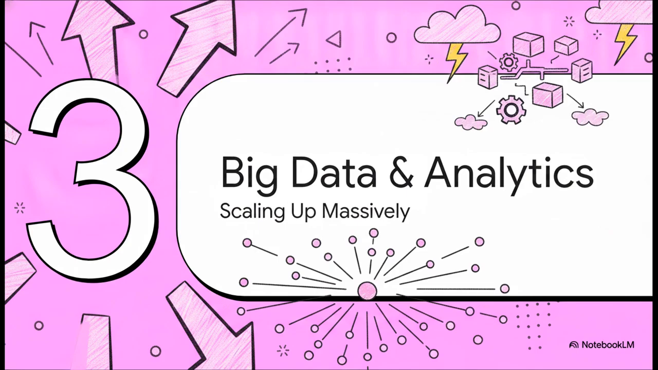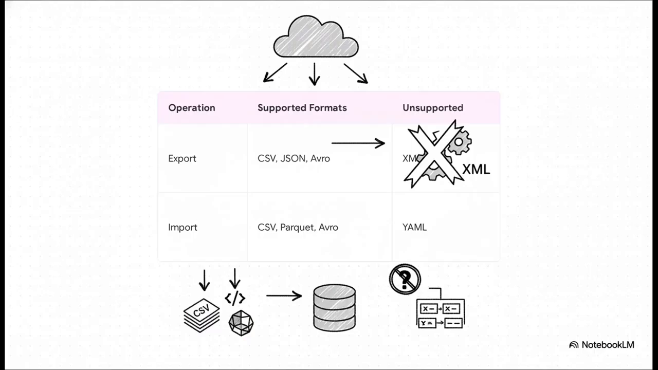Okay, time to scale things up massively with Section 3, Big Data and Analytics Tools. You'll want a mental cheat sheet for BigQuery formats. For exporting data out, you've got CSV, JSON, and Avro. But listen closely, XML is never an option there. Now for bringing data in, you can use CSV, Parquet, and Avro. And the big trap to avoid? YAML. YAML is strictly for configuration. You absolutely cannot use it to import actual datasets.